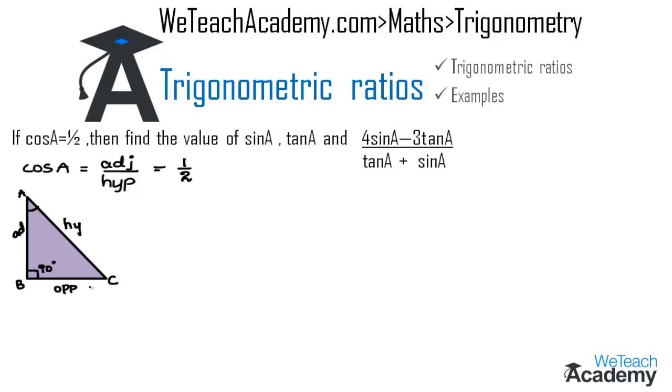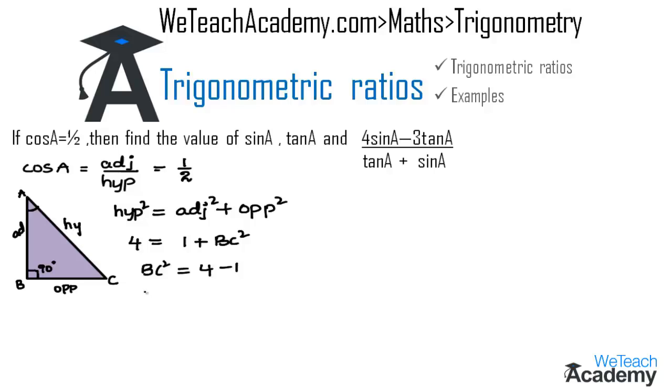So now let us find the value of the opposite side by using Pythagoras theorem. That is, hypotenuse square is equal to adjacent square plus opposite square. Then substituting the values of hypotenuse side and adjacent side, we get hypotenuse square, that is 2 square, which is 4, is equal to adjacent square, that is 1 square, which is 1, plus opposite side, that is BC square. Now, in order to find the value of BC, let us transfer 1 to the left hand side. So we get BC square is equal to 4 minus 1. That implies BC is equal to root 3.